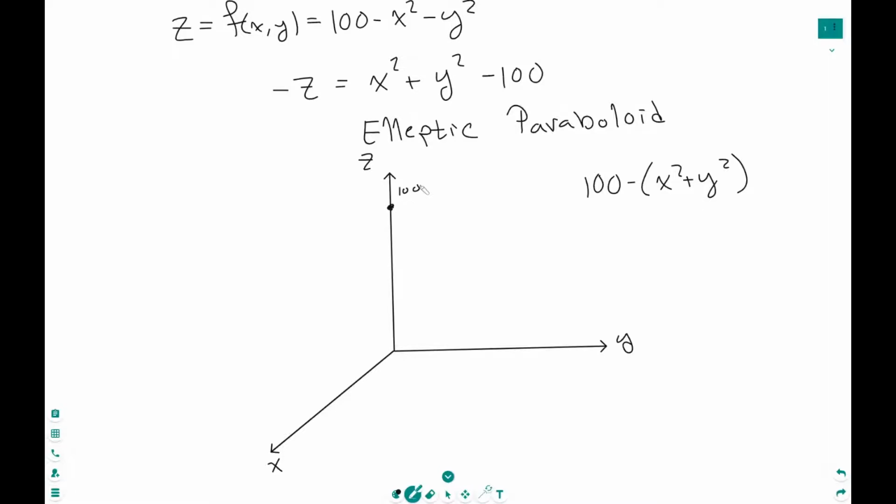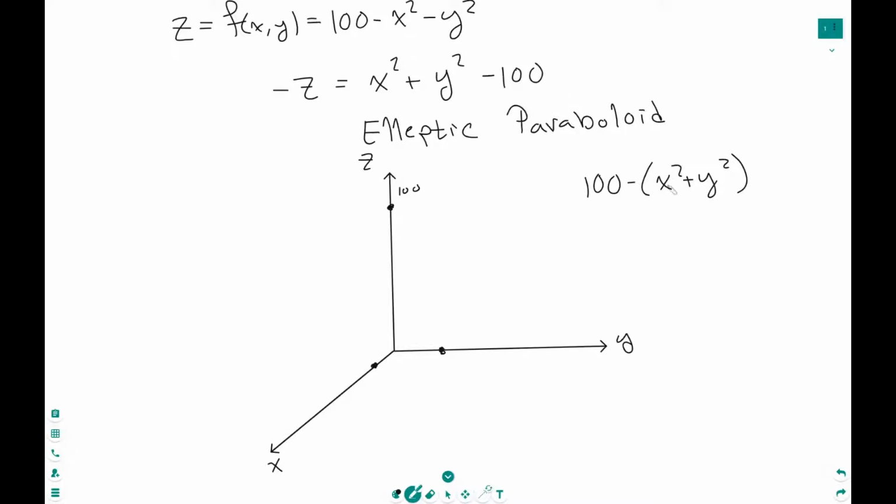And what happens when, say, x is equal to 0 and y is equal to 10? That would give me 0. So if I'm at y equals 10, I don't have any z value left. Vice versa, if y is equal to 0 and x is equal to 10, I also hit z equals 0.